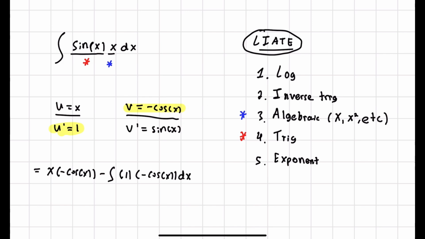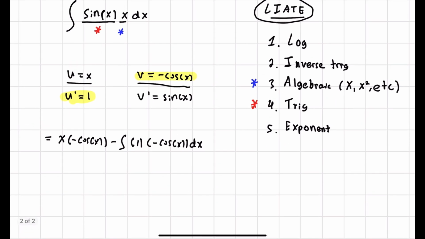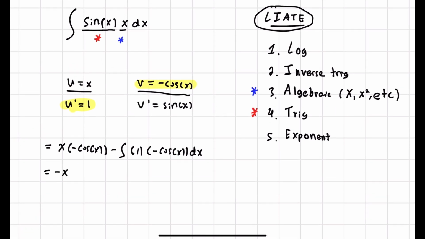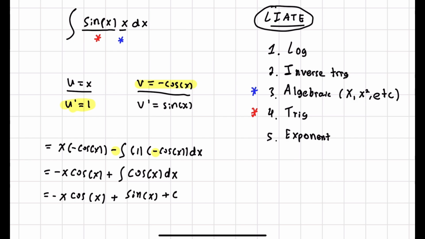Now we can simply simplify everything. So it is minus x cosine x minus minus. Since we have two minuses, it gives us a plus sign. So plus the integral of cosine x dx. This leads us to our final answer: x times minus cosine x plus sine x plus our constant. And here is our final answer.